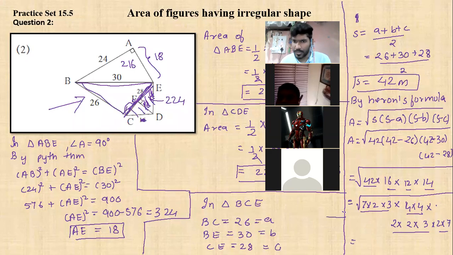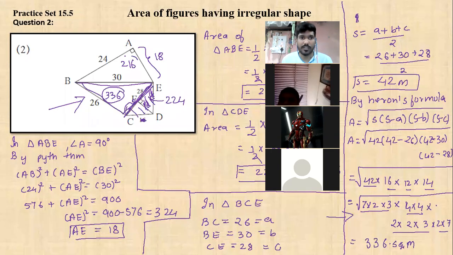You'll be able to do this step, right? After here, you have to do the pairing. I'll tell you the answer. The answer will be 336 square meters. So this is the area of this triangle here.